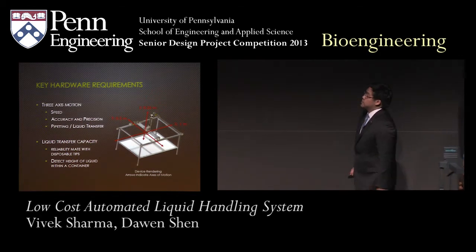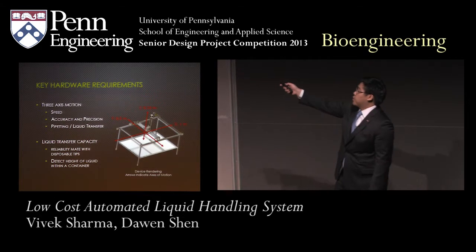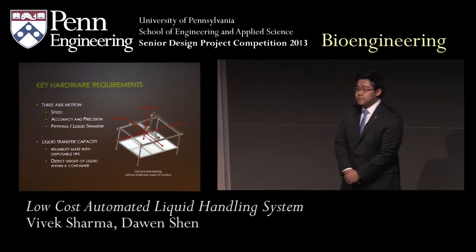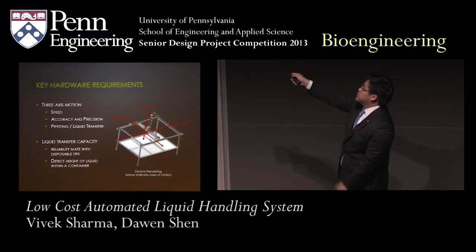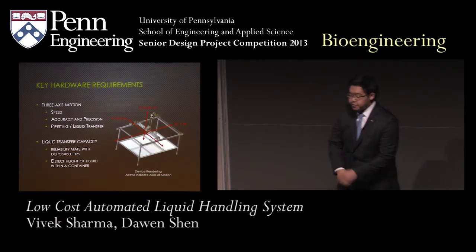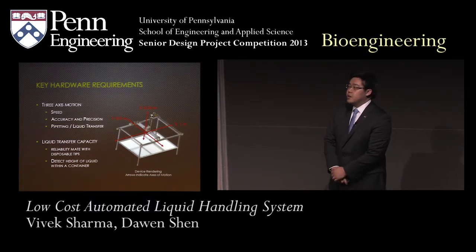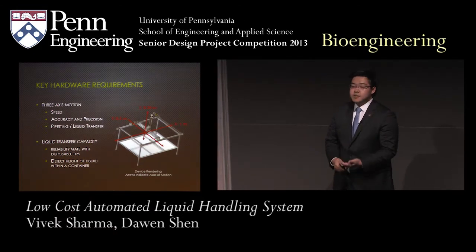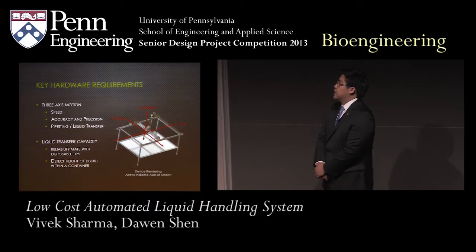So to accomplish some of the things Vivek just mentioned, we needed to design hardware with 2 major requirements: a 3-axis motion system with a liquid transfer capacity. A 3-axis motion system essentially consists of 3 independent motors, which allows for movement in the X, the Y, and finally the Z direction. And this allows positioning of our pipette at any point within the workspace. Our pipette, again, needs to be able to accurately and reliably dispense a specified liquid to any location.